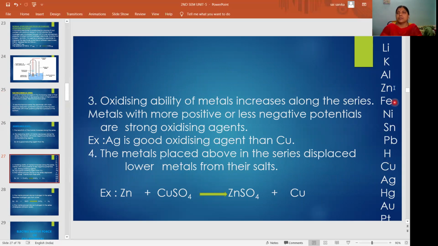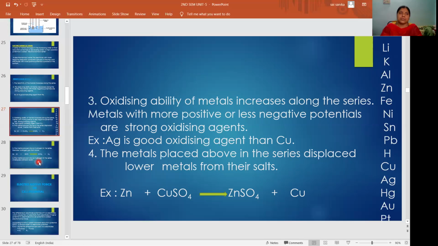Here, elements above hydrogen displace, that means liberate, hydrogen gas from acids, and metals which are present above displace the lower metals from their salts. Metals above hydrogen undergo corrosion easily because they are more reactive in nature. If you see here, zinc and iron: zinc is a good reducing agent. Silver and copper: silver is a good oxidizing agent. That means topmost elements are good reducing agents and bottommost elements are good oxidizing agents.